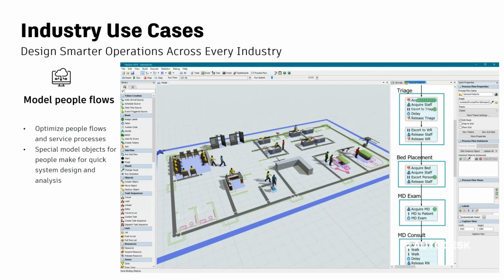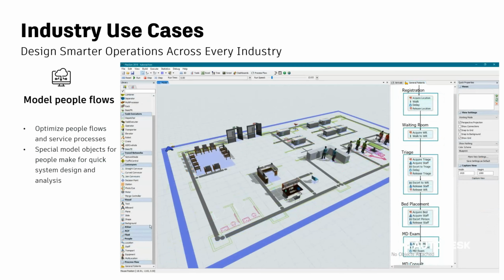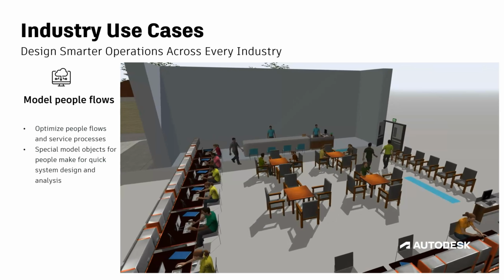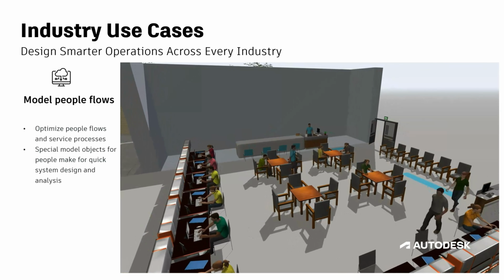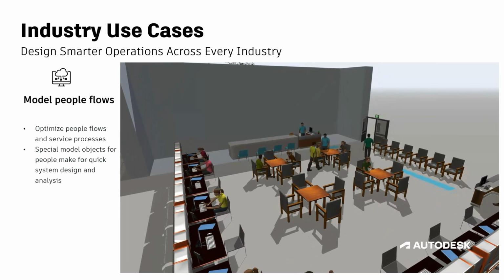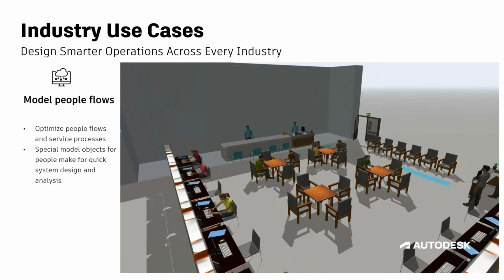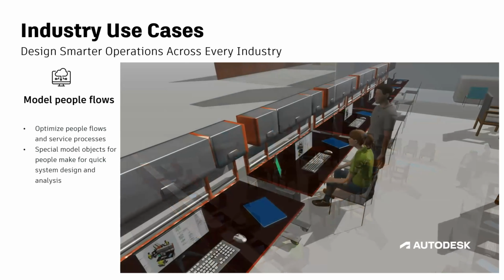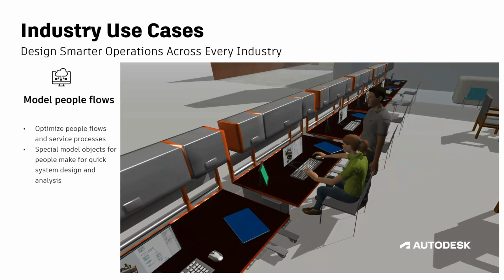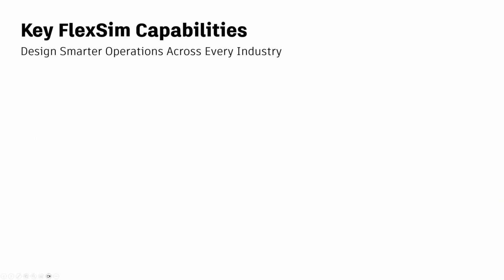By testing different layouts, staffing levels, or schedules in a virtual model, organizations can improve safety, reduce crowding, enhance customer experience, and make better operational decisions, all before implementing changes in the real world.